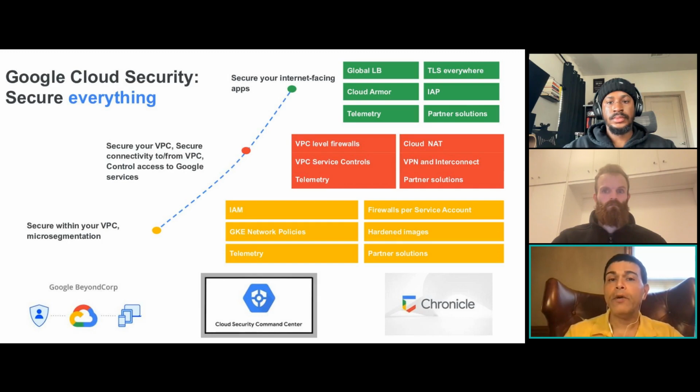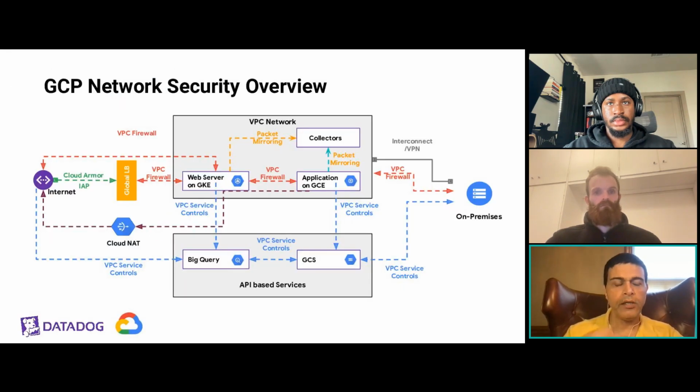So secure everywhere you can. Think about your applications that are internet facing. Think about communication between VPCs, to on-prem, and to API-based services. Think about microsegmentation and securing your traffic inside of a VPC. Also, have in mind zero trust secure access, having the right CSPM, CNAPP platform, and also the right threat detection and vulnerability detection tool. Let's go to the next one.